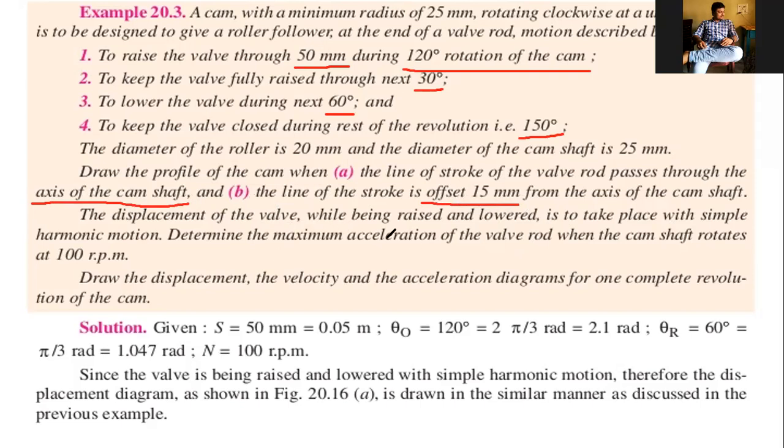The displacement of the valve while being raised and lowered takes place with simple harmonic motion. So the motion of the follower is simple harmonic motion. Determine the maximum acceleration of the valve rod when the camshaft rotates at 100 rpm. Next, draw the displacement diagram, the velocity diagram and the acceleration diagram for one complete revolution of the cam.